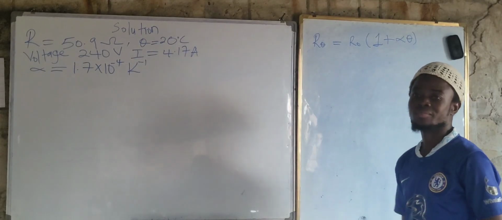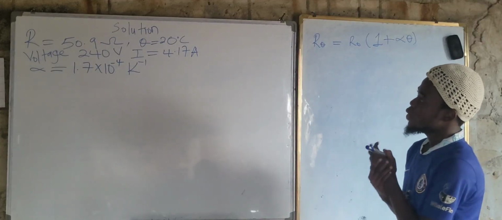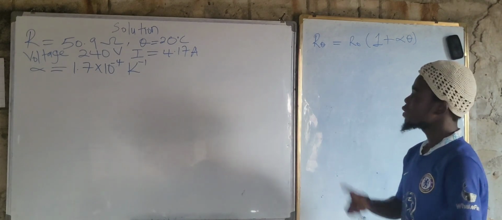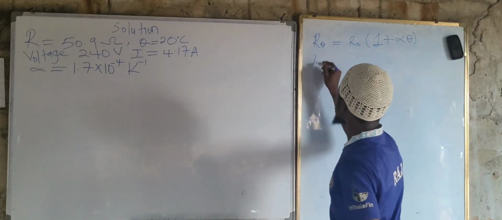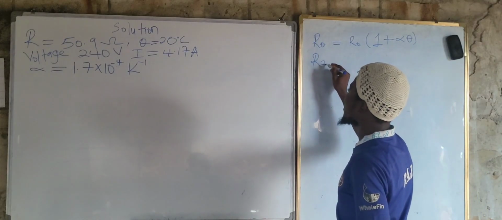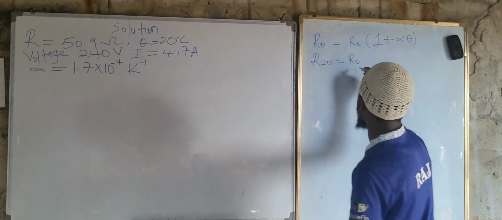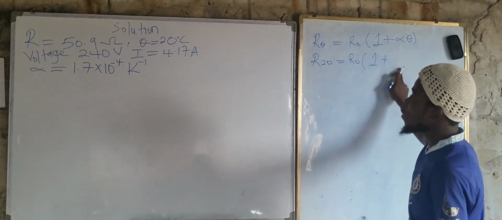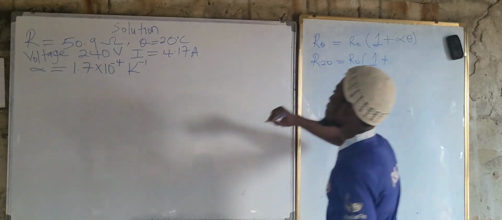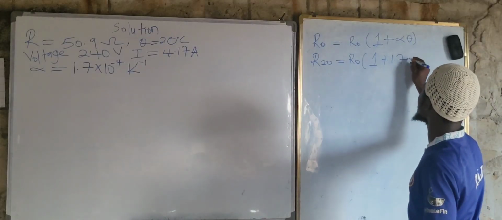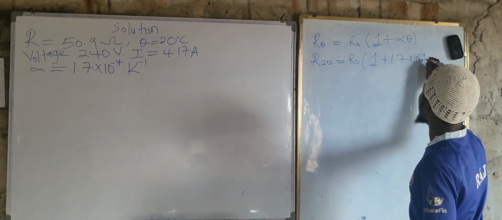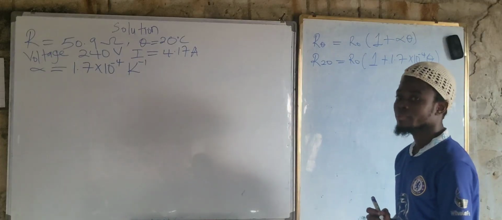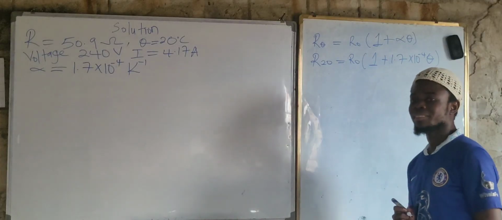Let's use this first. We have R to be 50.9 at a temperature of 20 degrees Celsius. Substitute the values now. R20 is equal to R0 times (1 plus alpha theta), where alpha is given to us as 1.7 times 10 to the minus 4, and here we have theta. That's it. So you have to find theta.